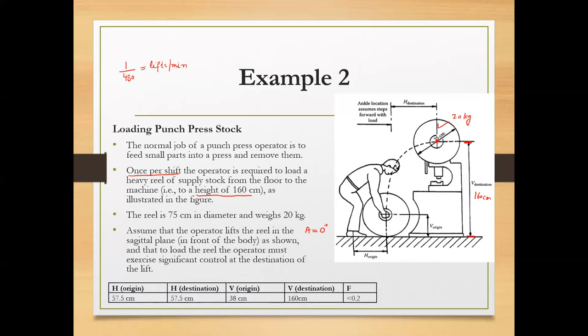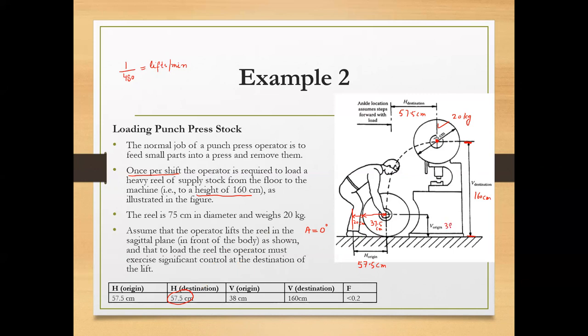So horizontal distance at the origin is 57.5 centimeters. That is equal to the radius of the reel, which is half of the diameter, so half of 75 centimeters, that is 37.5 centimeters, plus the distance from the center of the body to the edge of the reel, which is 20 centimeters. So 20 plus 37.5 is 57.5. That is the distance from the center of the load to the center of the body of the person who is lifting the load. And this would remain the same at the destination as well, so this is 57.5 centimeters. The anchor location assumes steps forward with load, but the distance remains the same.